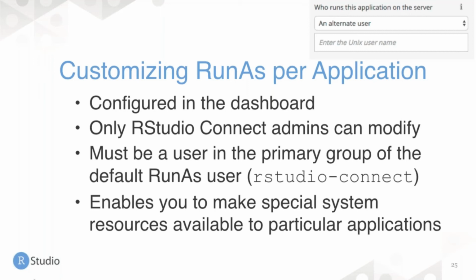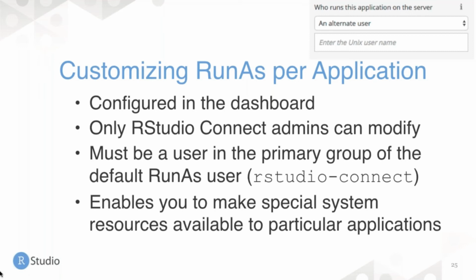Basically, this allows you to go inside the dashboard to a particular application and say, rather than running as the default user, which again, by default is rstudio-connect, I want to run as a different user on the server. And so for this particular process, you can have it execute as a different user on the server. That allows you to make special system resources that may be available only to particular users available to certain applications.